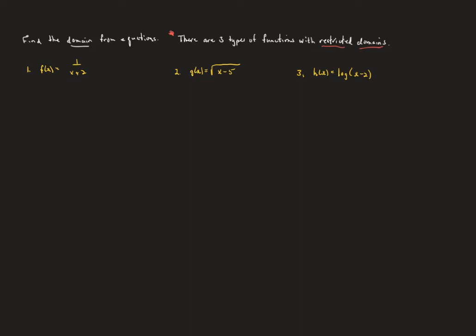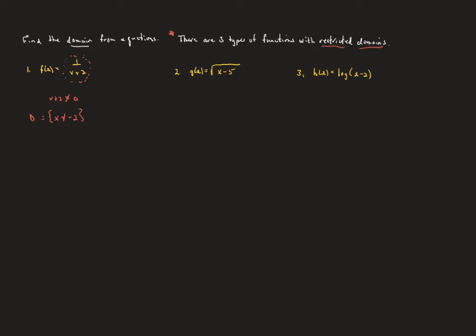The first one is something where you have an x in the denominator of a fraction. The issue here is that we can't have a 0 in the denominator of a fraction or it'll be undefined. Whatever that denominator is cannot be equal to 0. So that means x cannot be, in this case, -2. And so we would say the domain of f is anything except for -2.